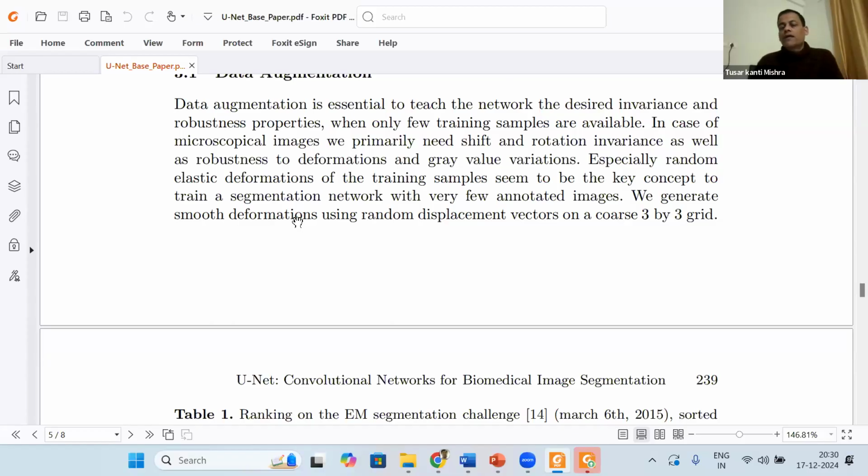When we think about microscopical images, that means we talk about cell level of analysis. Very few image samples are available generally in the medical domain because of the lack of subjects, and it needs a lot of ethical agreements and licensing. So with those challenges, they have come up with a good accuracy level.